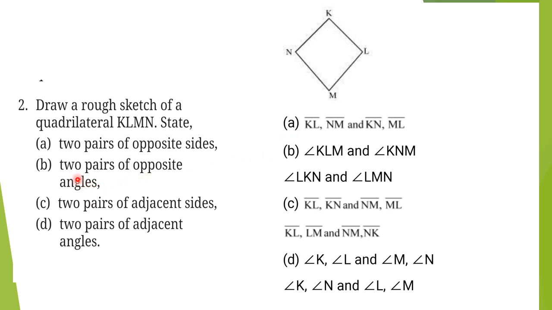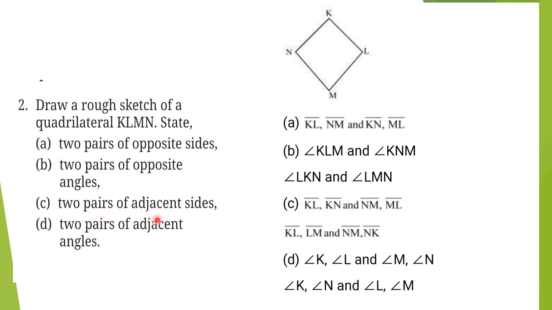Next, two pairs of opposite angles. Opposite angles means two angles which do not have a common side. So in this question, angle KLM and angle KNM are two pairs of opposite angles.